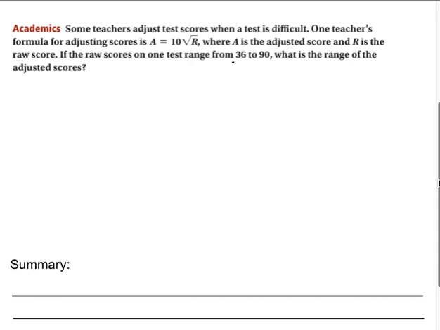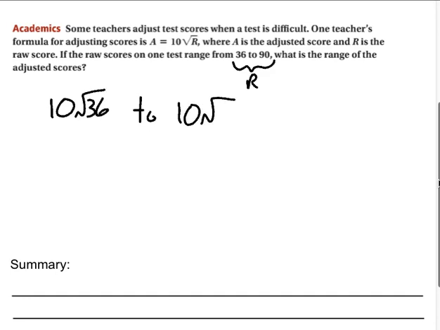Okay, so these are both R values. Those are the raw scores. So we're talking about 10 square roots of 6. Oh, I'm sorry. Kind of just gave away the answer there. 10 square roots of 36 to 10 square roots of 90. So now we need to look to see how are these going to actually correlate to numbers, because that really doesn't mean much to you. Well, you know the square root of 36 is just 6.